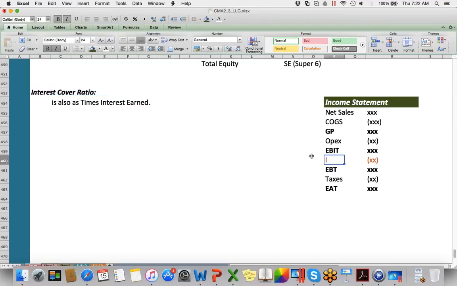How many times is this interest covered in EBIT? Say, for example, we have an EBIT of 5 million, and we are paying an interest of say 3 million. What is EBT? 2 million. And you are paying a tax of 40%. So 40% of 2 million is 800,000, and you are taking home only 1.2 million.